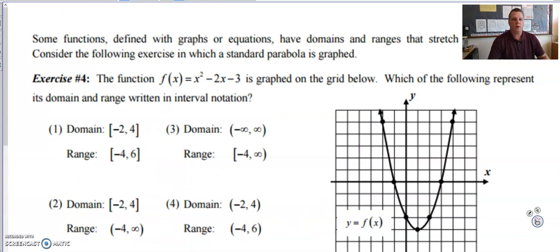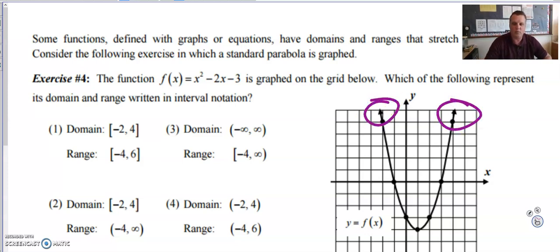Okay? Some functions, well, here's a multiple choice. The function is graphed on the grid. Which of the following represents its domain and range in interval notation? So the previous problem was a snapshot. It did not have arrows at the end, so it had a starting point and an ending point. With this one, I have arrows. So that means it goes on forever.